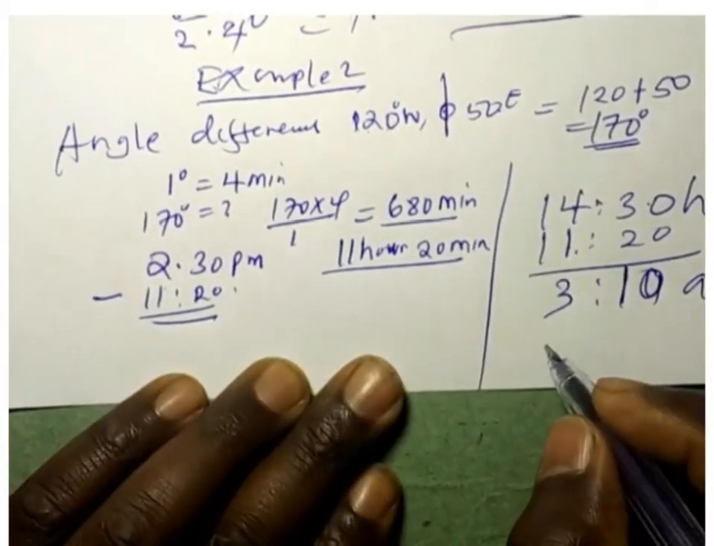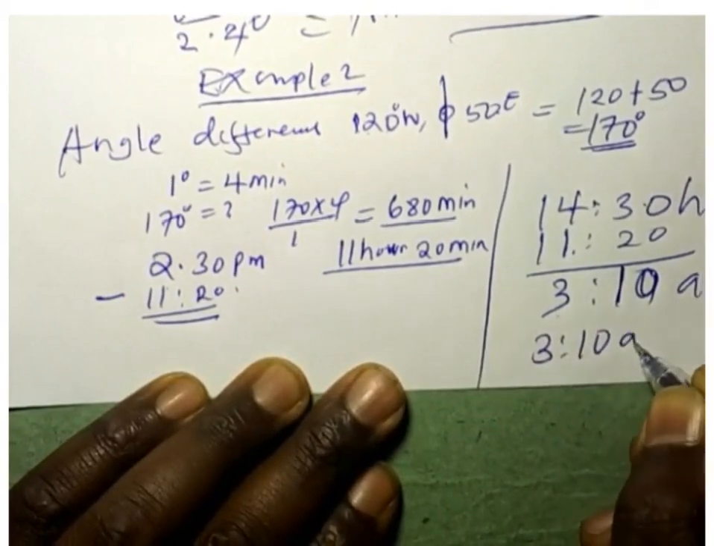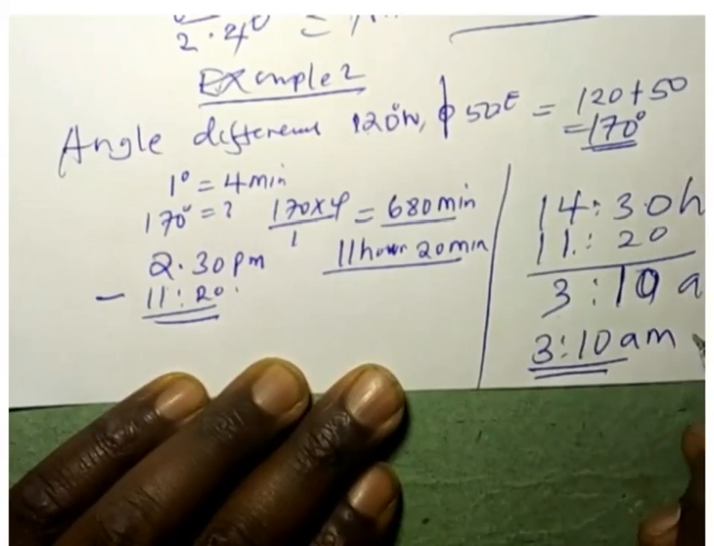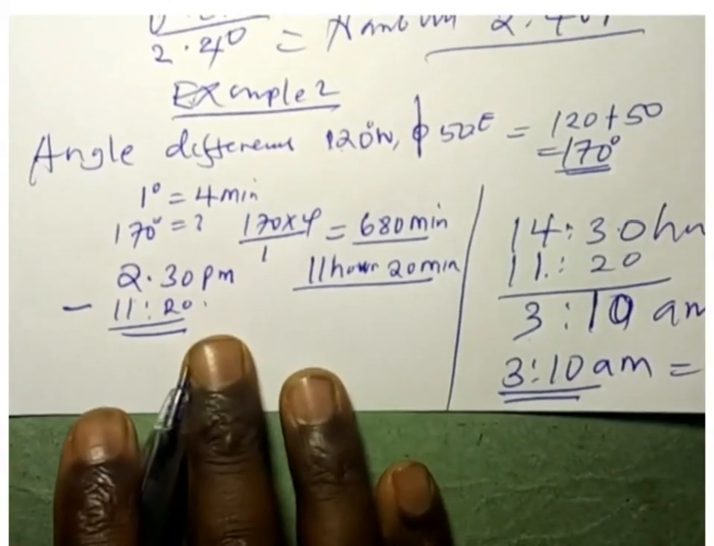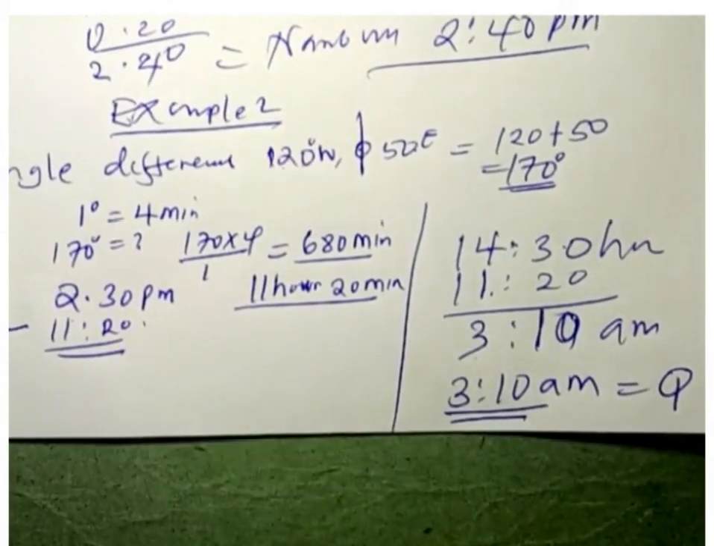So the answer is 3:10 AM, and that is the time in point Q. In place Q, the time is 3:10. You subtract if the time asked is to the west.